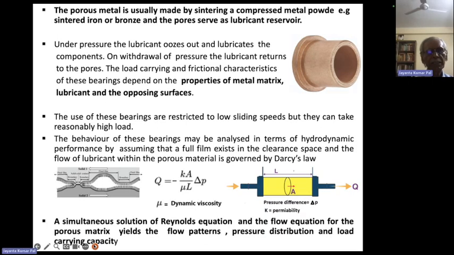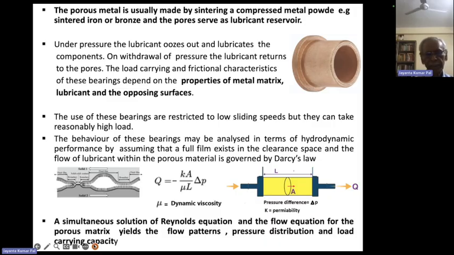So, as we said before, the porous metal is usually made by sintering a compressed metal powder, as an example, sintered iron or bronze, and the pores serve as lubricant reservoir. Again, as we discussed before, is a typical example of a sintered bearing or porous bearing. Here, the pores act as a reservoir of lubricants.